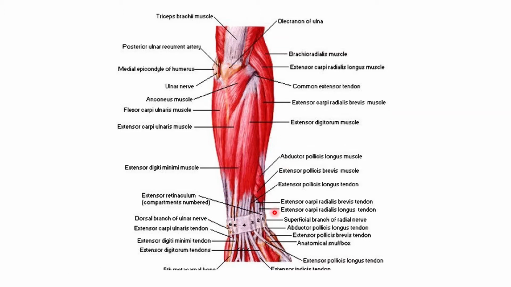Now here we can make out, just above the wrist joint along the back of the forearm, all the long extensor tendons are seen to pass through the retinaculum, which is named the extensor retinaculum. So all the long extensor tendons reach the dorsum of the hand by passing deep to this extensor retinaculum.